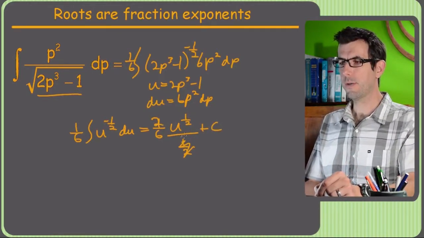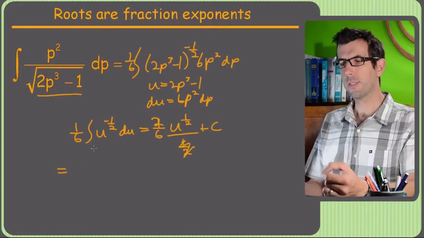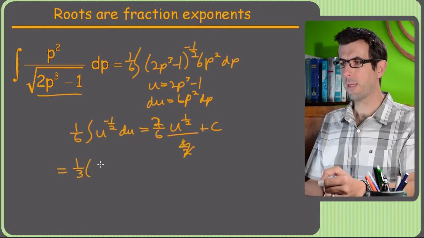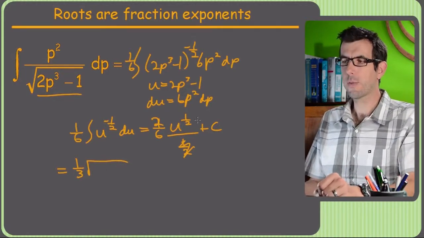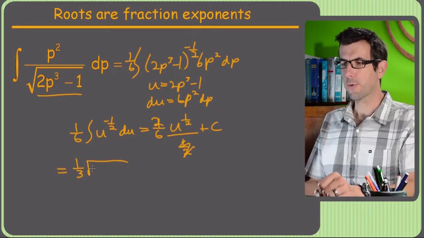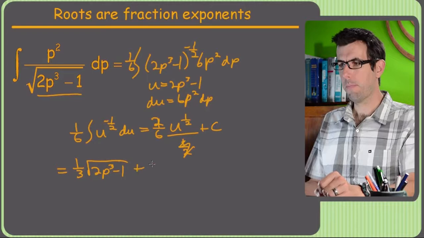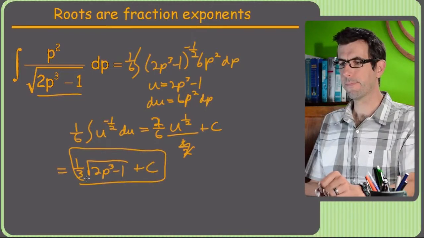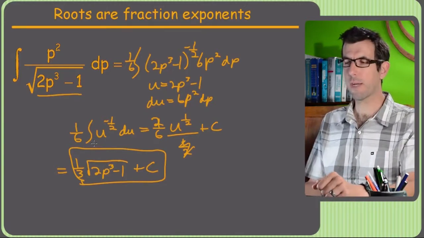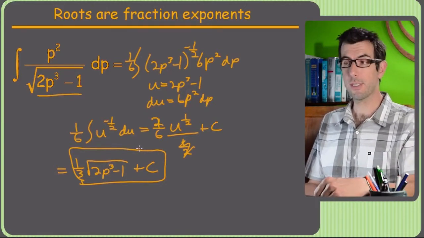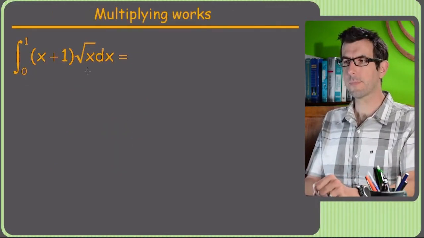Alright, plus c, so that leaves us with 2/6, which is 1/3. And then we've got 2, you know what, might as well write it as a root, because it's just a standard square root, because anything to the 1/2 is just a square root. And of course we put our u back in, plus c. Or you could have left that as a 1/2 power. Most teachers don't seem to care whether you sub back in for roots or just leave fractions as exponents.